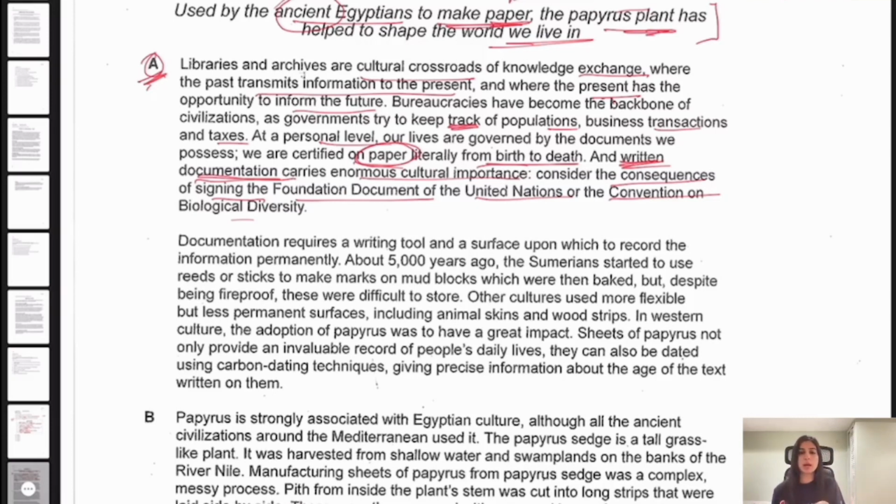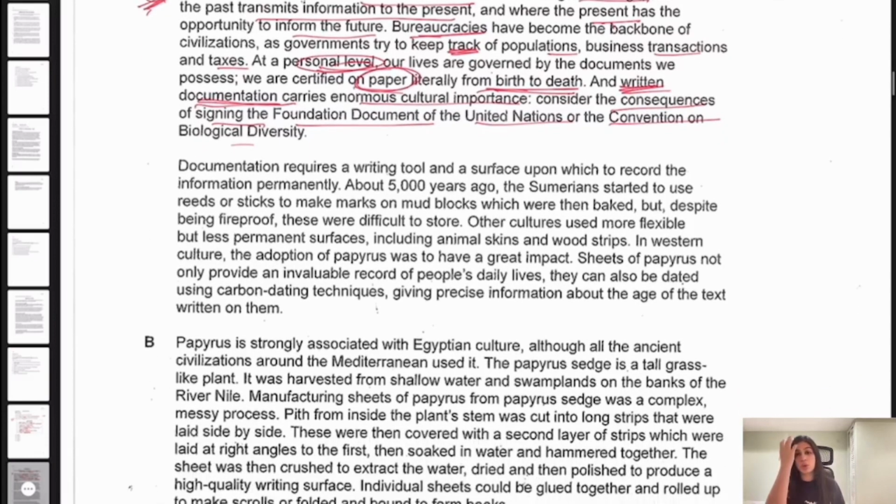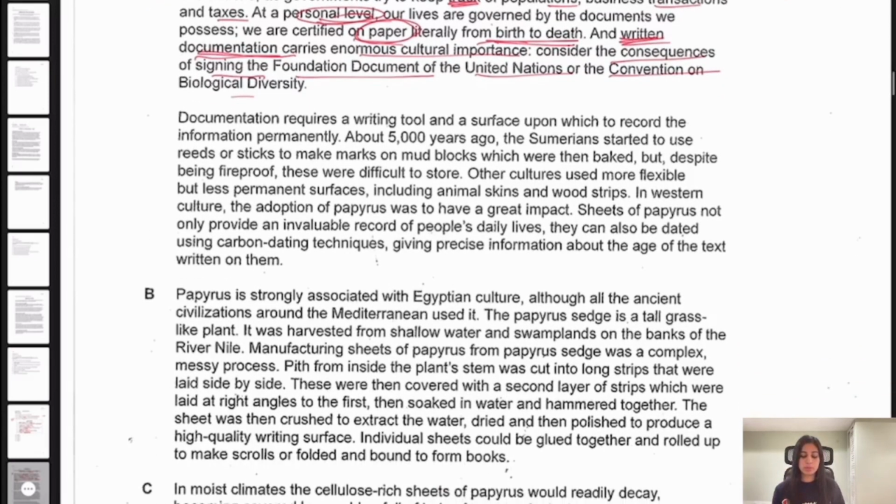So here they're talking about how important documenting records are. So in this paragraph, they're emphasizing how important it is to document in a written manner, both at the personal level and at the professional level, or the level of the bureaucracies. So everything from our birth to death, which basically means birth certificates to the death certificate, everything is on paper and everything is being documented. So that is something you need to keep in mind.